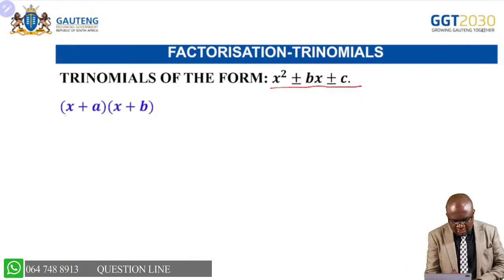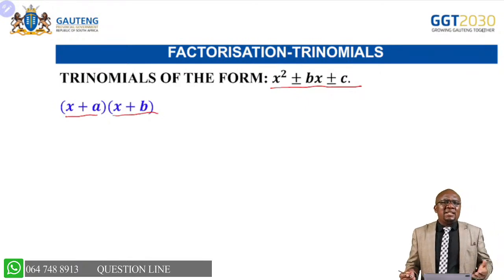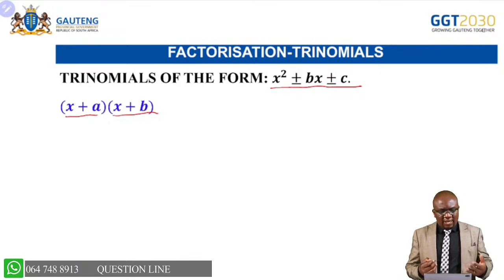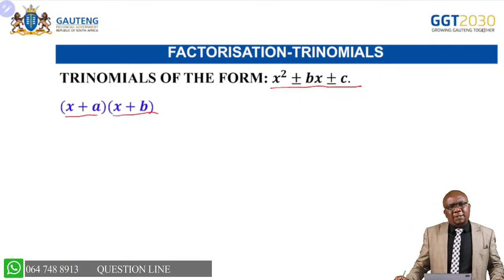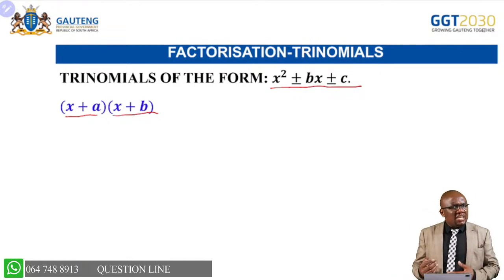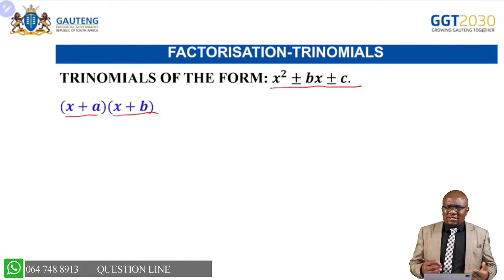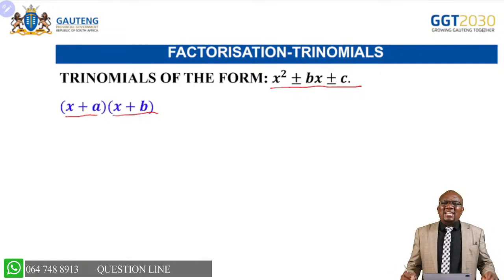A binomial times a binomial in the form x plus a. Remember, a can be negative. It's not like every time it must be a positive answer. a can be negative, b can be negative. So it's x plus a, x plus b. It can be x minus 3, x minus 2. It can be x plus 5, x minus 2. Something like that. Okay, a and b can be negative.